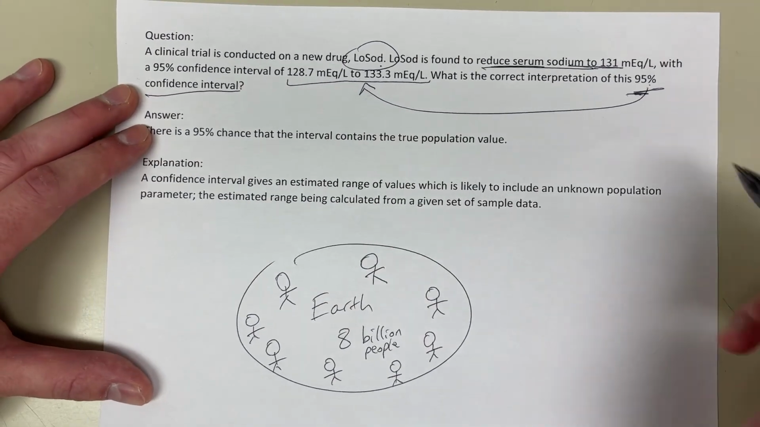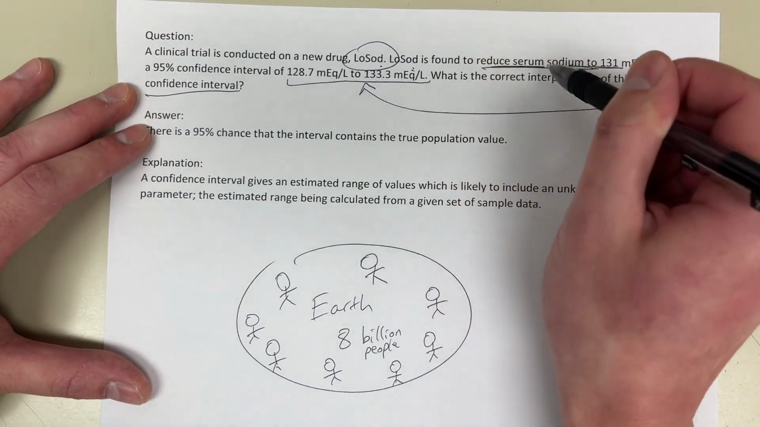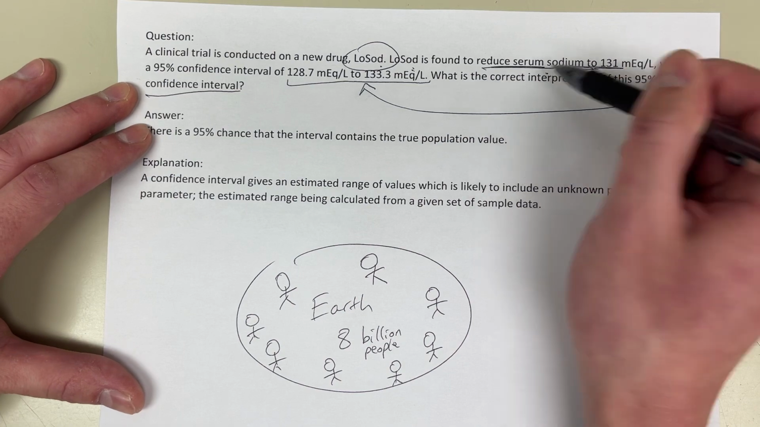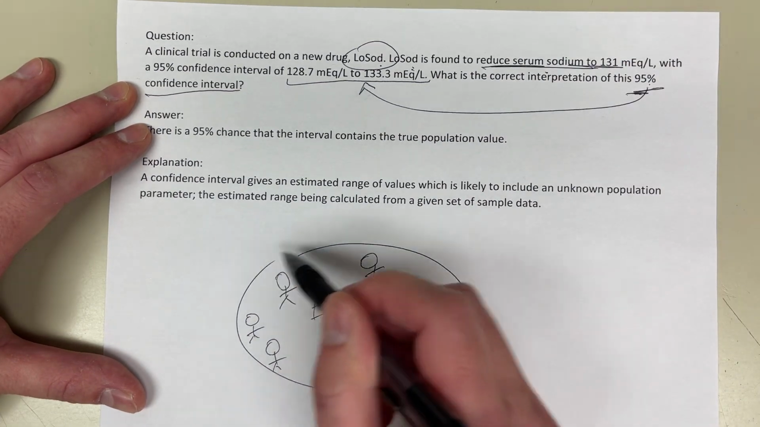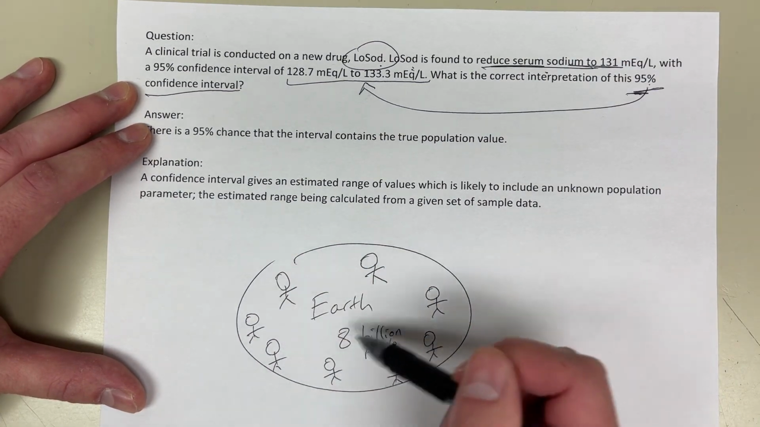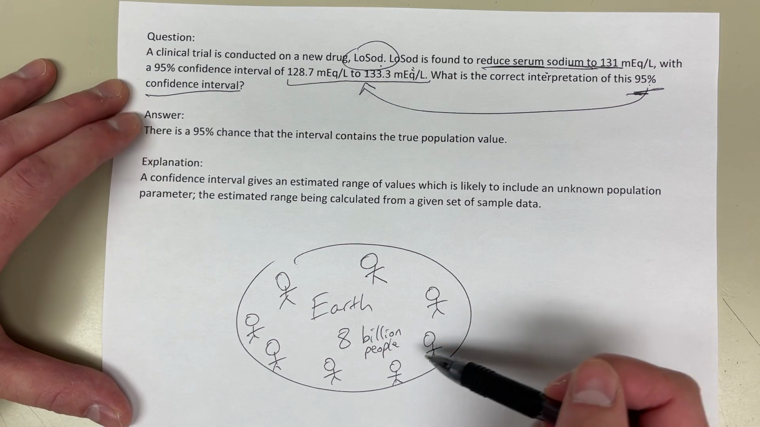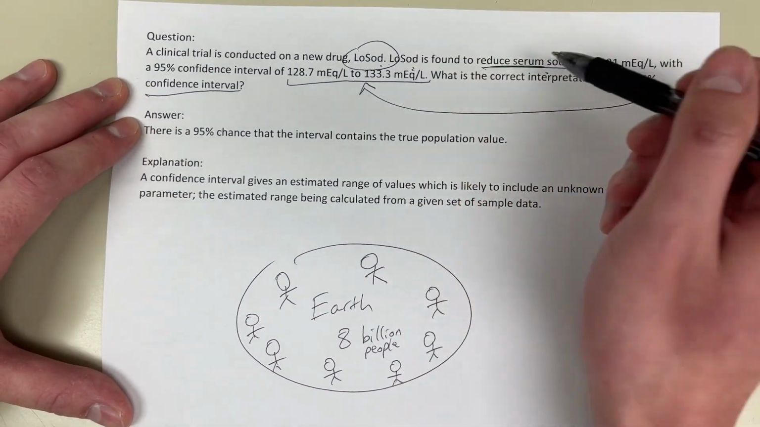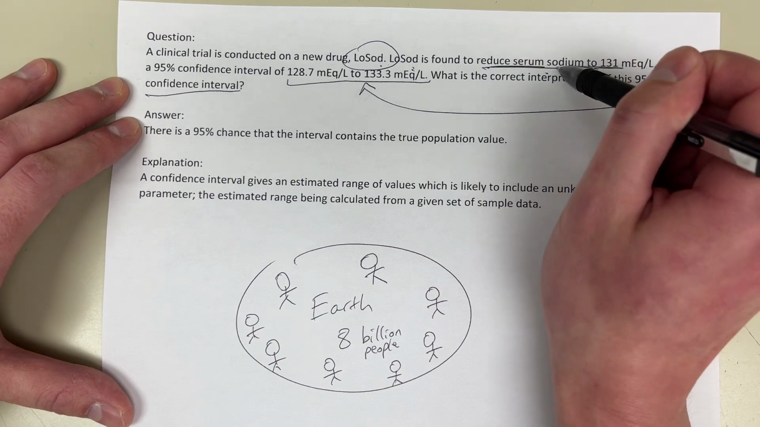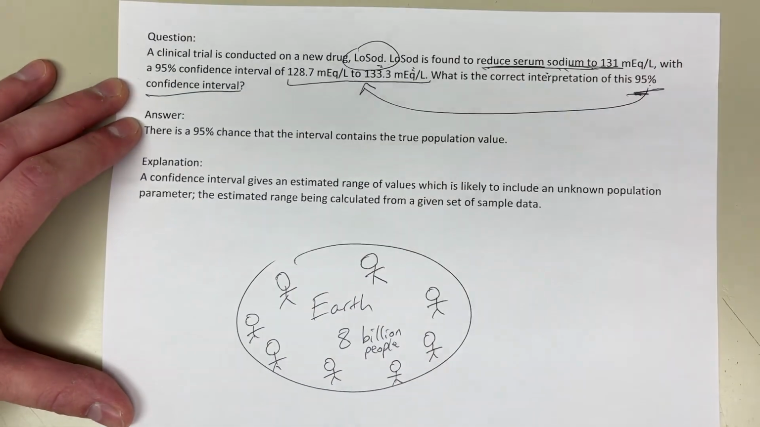In order to find out how much this drug reduces serum sodium, you'd have to test this drug on everybody on planet Earth, which is 8 billion people. So 8 billion people are given this drug to find out what the true amount of sodium reduced by this drug is. Obviously, that's not very feasible, because you're going to give a drug to everybody.